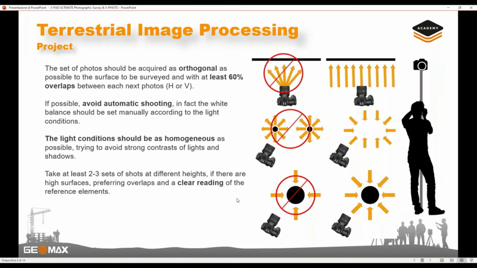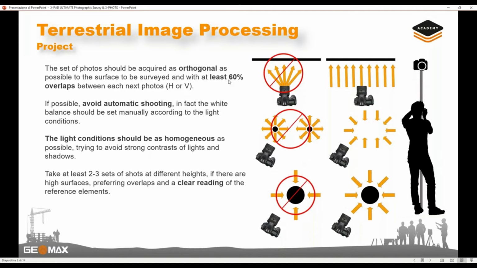Basically, we must avoid this kind of shooting, not based on a simple center point and then rotating the camera. We must move step by step to acquire all the surfaces. We must not use, for example, this, which is quite similar to the first example, a single center for shooting the photos, but orient around the object and also have good overlap between each photo. 60% overlap is the minimum required to have a correct dataset.